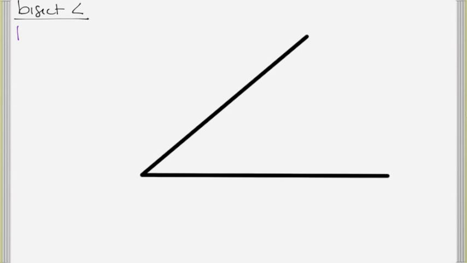Our first step is going to be to make an arc across the angle. Once again, we usually want to put our compass point on an important point. The important point of an angle is its vertex. So I'm going to put the point of my compass on the vertex and make a mark across it.